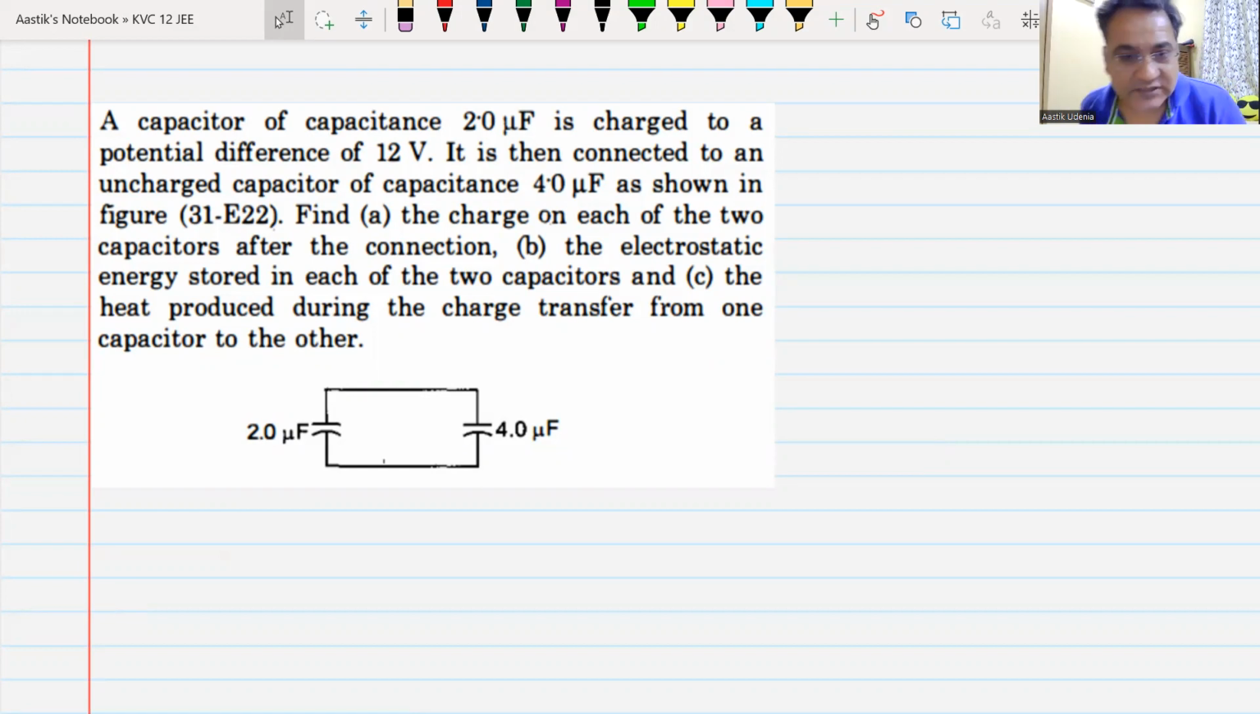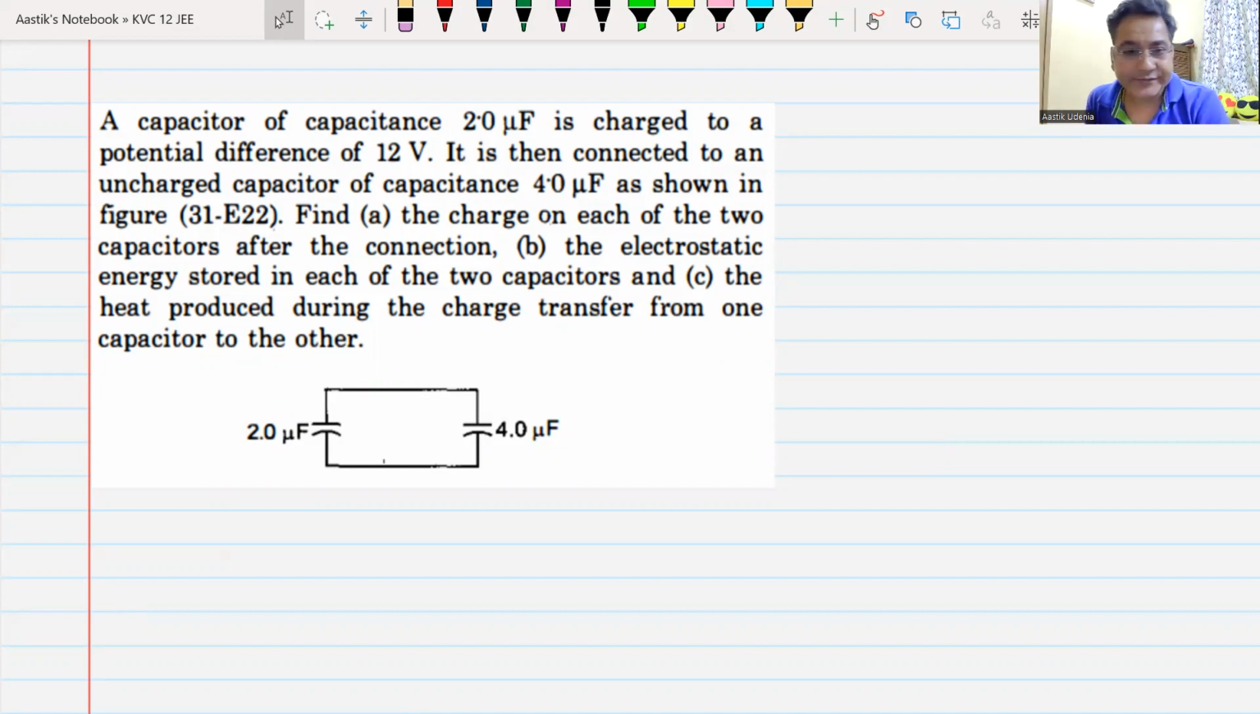A capacitor of capacitance 2 microfarad is charged to a potential difference of 12 volt. It is then connected to an uncharged capacitor. Remember, the second capacitor is uncharged, so it doesn't matter which plate is connected to which plate because the second capacitor is uncharged. Do we understand this? If the second capacitor was also charged, then they would have given you which plate is connected to which plate. We understand this, or bye-bye?